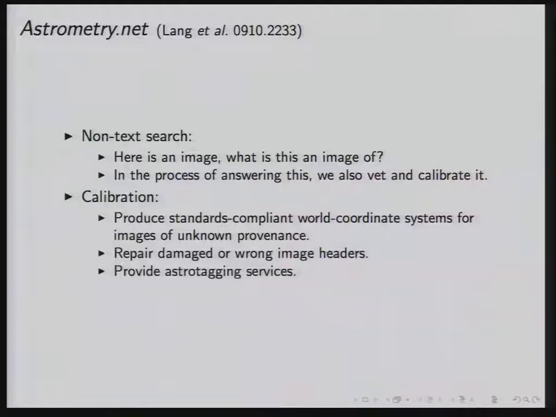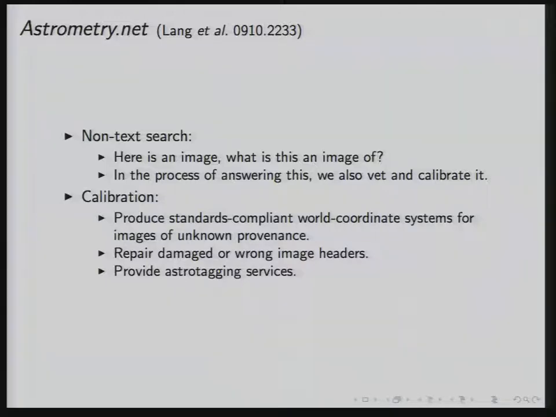The problem is, each plate is in a paper envelope on which the observer wrote the coordinates, and 10% of the time those coordinates are wrong. So we were like, how are we going to use these data? That was the astronomical motivation. But then when we brought this to Sam's group, he was like, ooh, that's a fun computer vision problem.